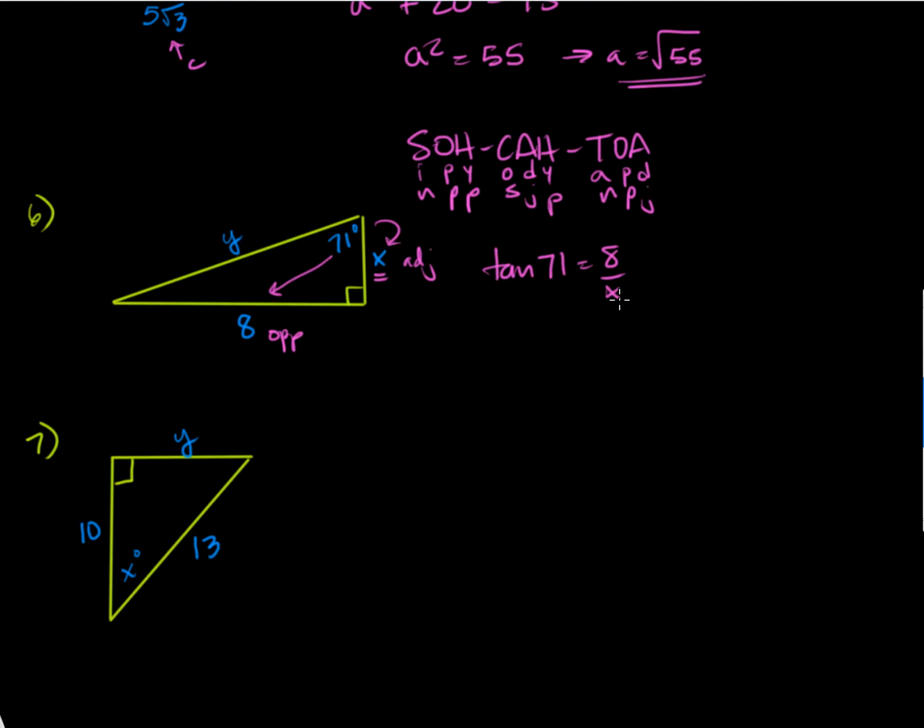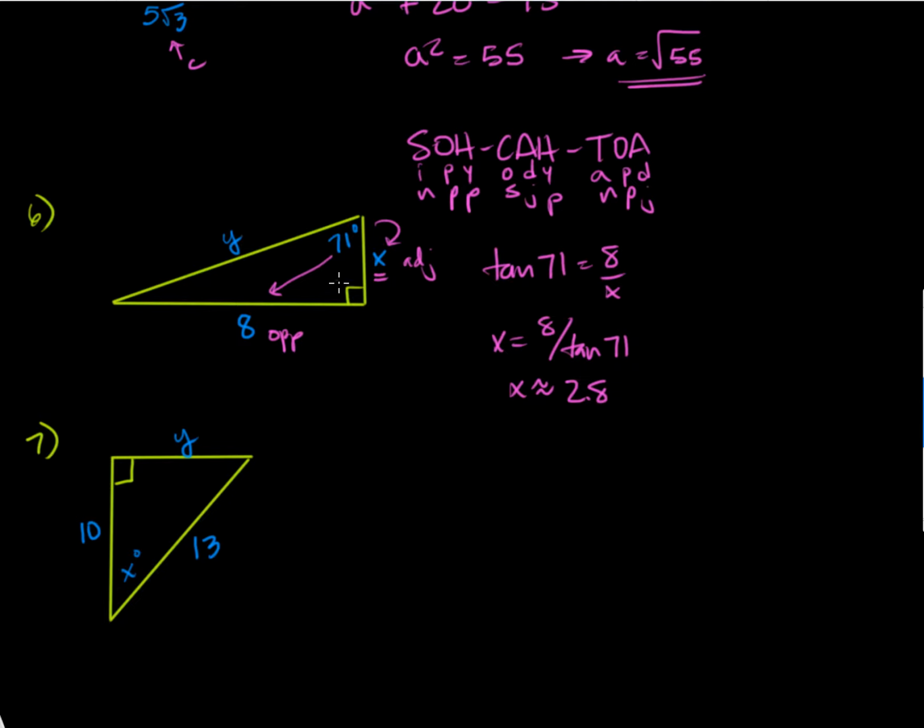So now, since my x is on the bottom of this fraction, I used the little trick we learned, which is to say that x equals 8 divided by tangent 71. And so that gives me a value of 8 divided by tangent 71 on my calculator. It gives me a value of about 2.8. About 2.8 for the value of x.